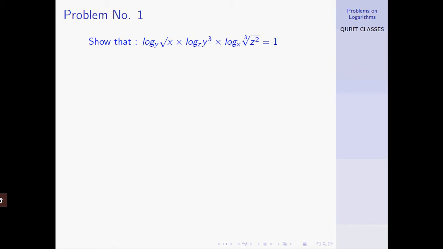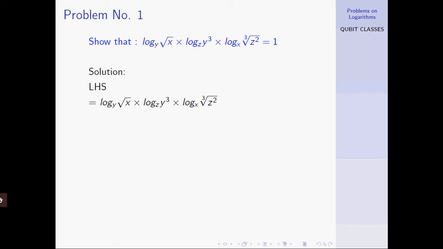Problem number 1. Show that log of root x to the base y into log of y cube to the base z into log of cube root of z squared to the base x equal to 1. We will solve this problem by showing that LHS is equal to RHS.